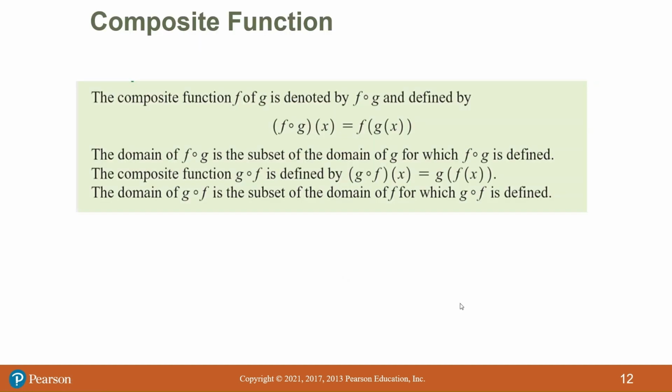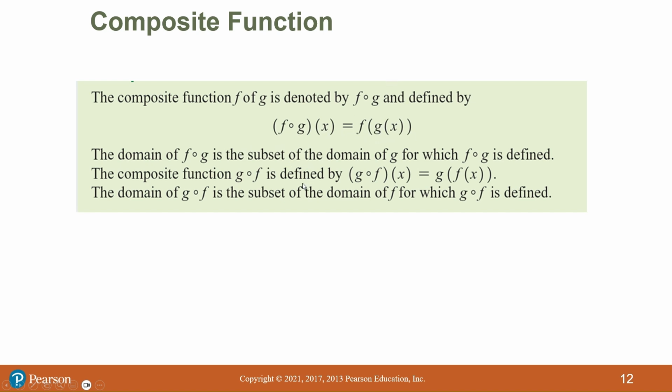Now, we have combined some functions. Now we're going to look at the composite function itself. Now, the composite function f of g is denoted by f with this little circle that stands for "of" g, and is defined by f of g of x equals f parentheses g of x, essentially inserting that g of x into the f of x function.